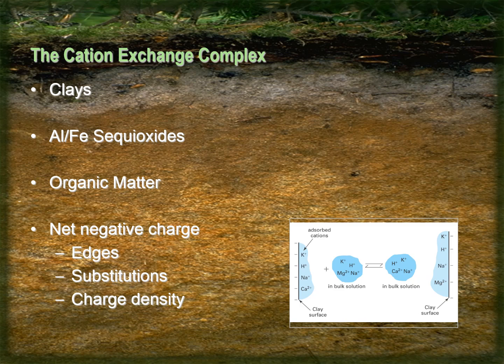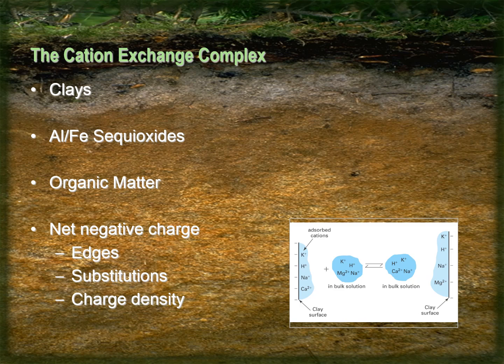So remember the sources for the cation exchange complex. We've got clay particles that obtain their charge from isomorphic substitution. There's also iron and aluminum oxides, fairly rare around here, but in tropical and humid soils these are common. Organic matter is a huge driver in cation exchange, and all this results in a net negative charge. So it comes from broken edges, from isomorphic substitution, and then there's also this idea of charge density.